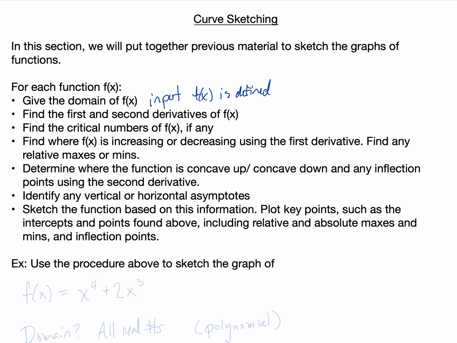We'll find where the function is increasing or decreasing using the first derivative and also find any relative maxes or mins. We'll determine where the function is concave up and concave down and any inflection points using the second derivative. We'll identify any vertical or horizontal asymptotes, and then we'll sketch the function based on all of this information. And we'll plot key points such as x or y intercepts, and the points found above, including relative and absolute maxes and mins and inflection points.